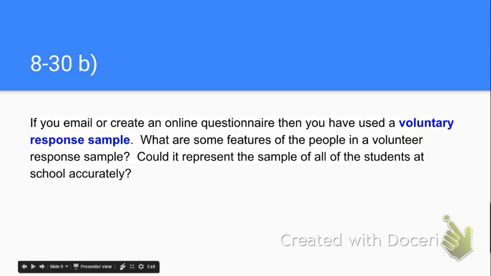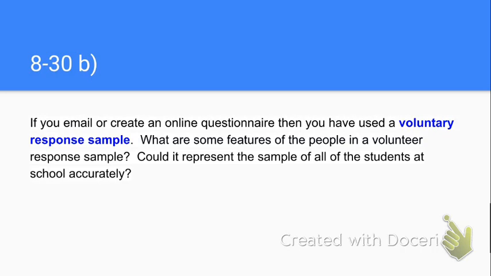830B, if you email or create an online questionnaire, then you have used a voluntary response sample. All right, so what are some features of the people in a voluntary response sample? Could it represent the sample of all of the students at the school accurately?